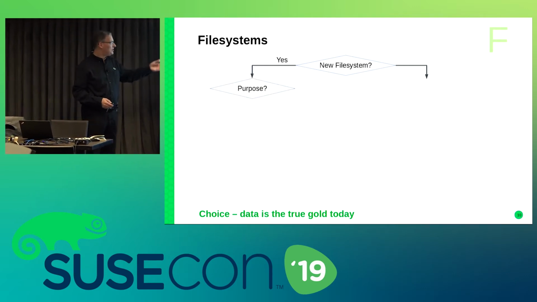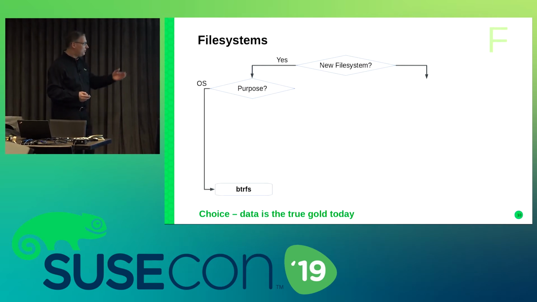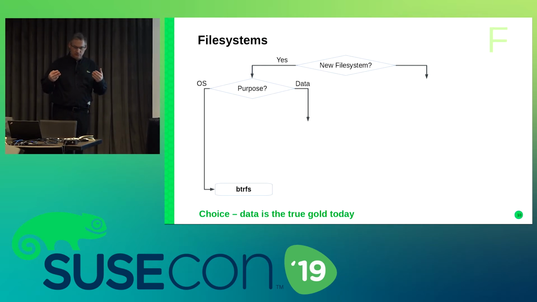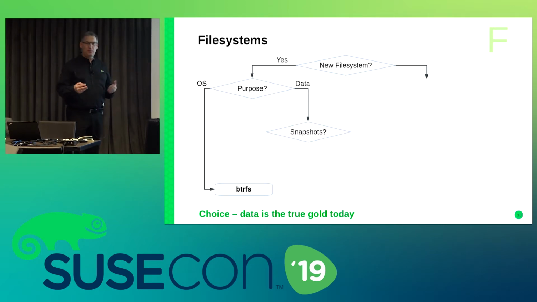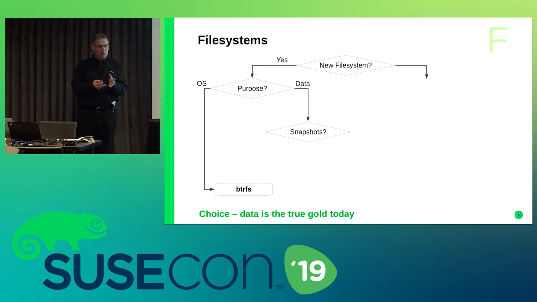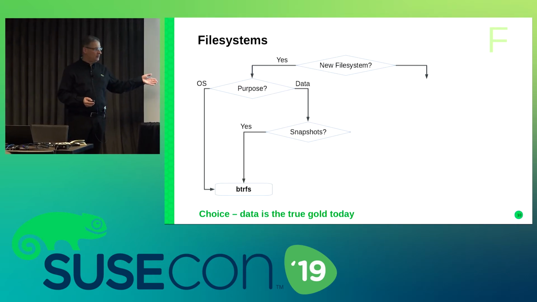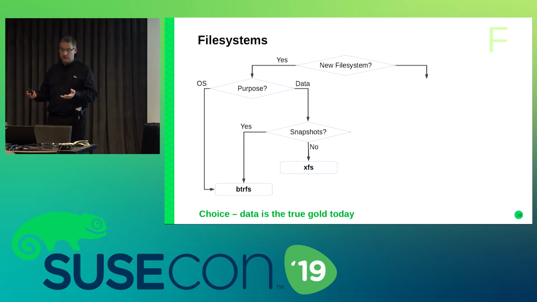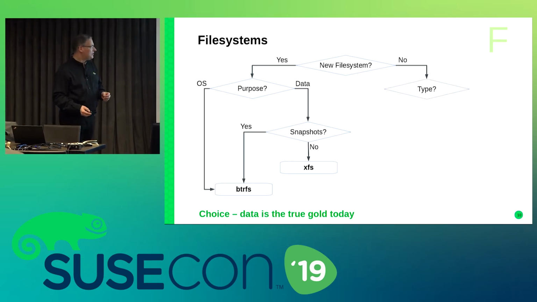If you want a new file system, then the use case is what you really should decide upon. For the operating system, we recommend Btrfs. You can also use others. For the data, it really depends on what you want to do. If you need snapshots or containers, as discussed before, then our choice is Btrfs. But if you don't need snapshots, our recommendation is XFS, which SUSE has actually supported since 2002, when other people didn't even think about XFS.